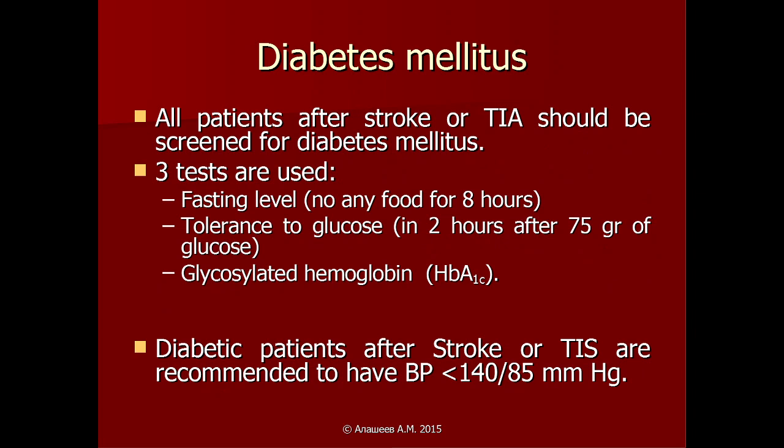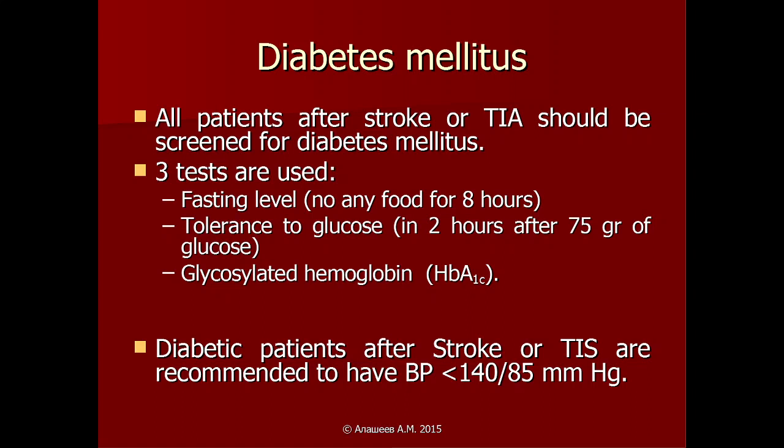Diabetes mellitus. All patients after stroke or TIA should be screened for diabetes mellitus. Three tests are used: fasting level after an 8-hour break in taking food; tolerance to glucose 2 hours later after taking 75 grams of glucose; and glycosylated hemoglobin, which shows us the average glucose level within the last month.